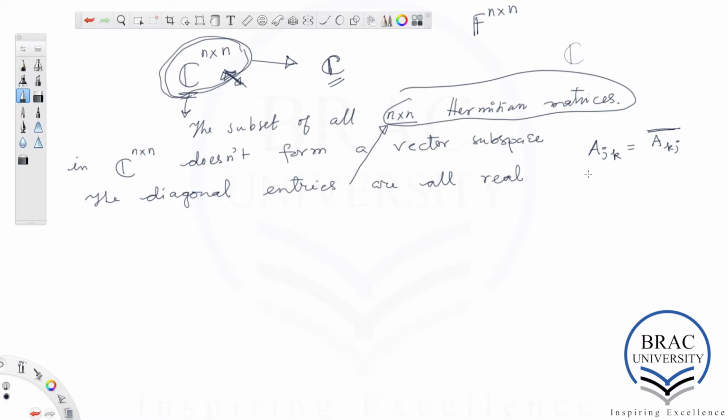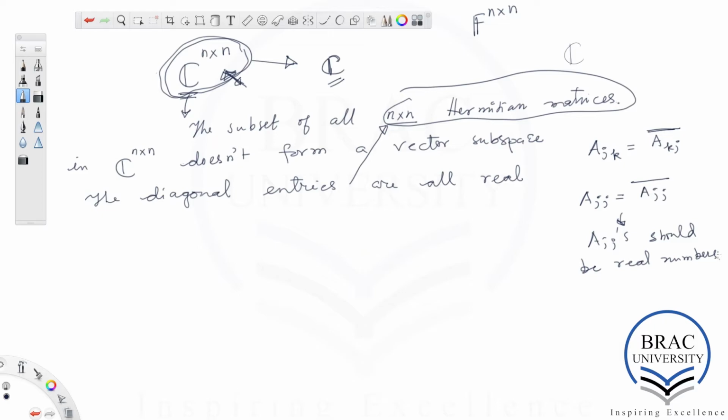Okay, and so if I just take J to be equal to K, then it reduces to AJJ being equal to the complex conjugate of AJJ. What does that mean? It means that all the AJJs should be real numbers. That's why all the diagonal entries of a Hermitian n times n matrix have to be real numbers.